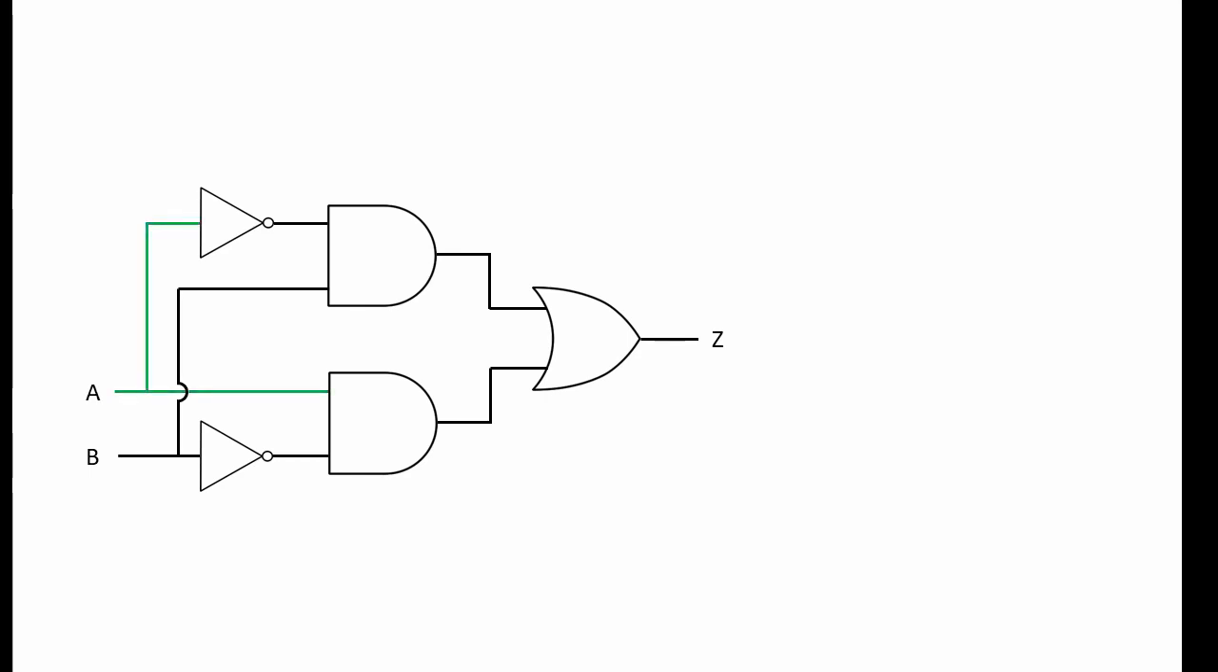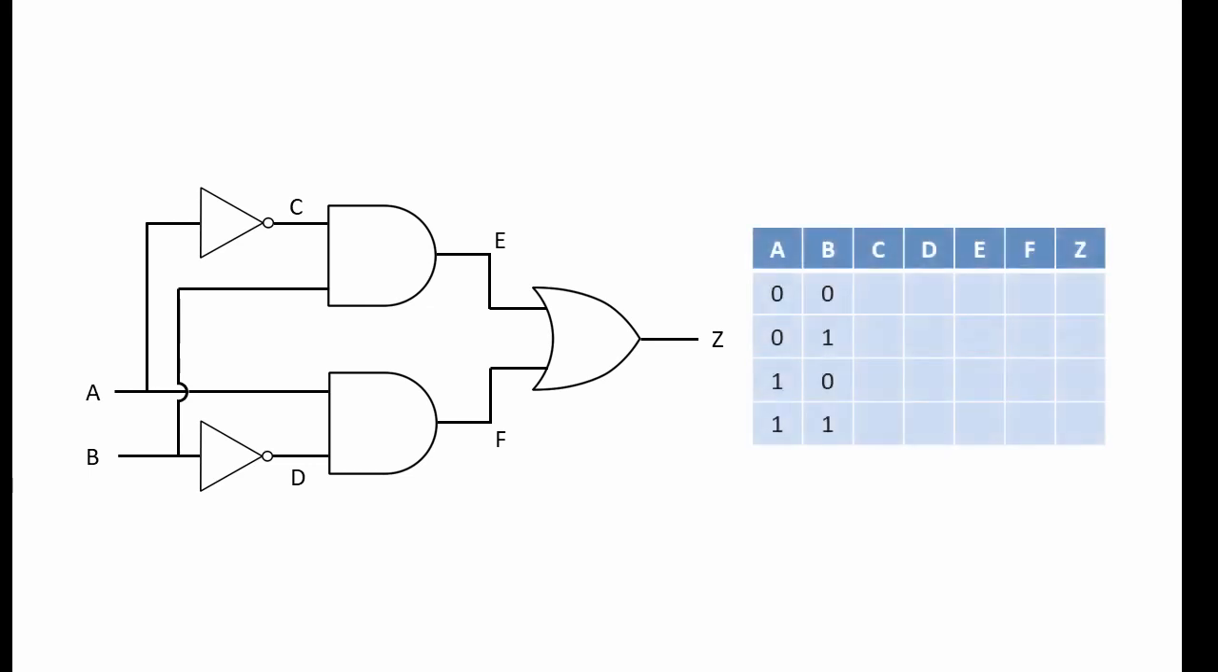OK, before tackling this one, notice that input A has been split. It's feeding the top NOT gate and the bottom AND gate. Notice also that input B has been split. B is feeding the bottom NOT gate and the top AND gate. To produce a truth table, we should consider intermediate points C, D, E and F. So we're going to need a truth table with 4 rows and 7 columns.